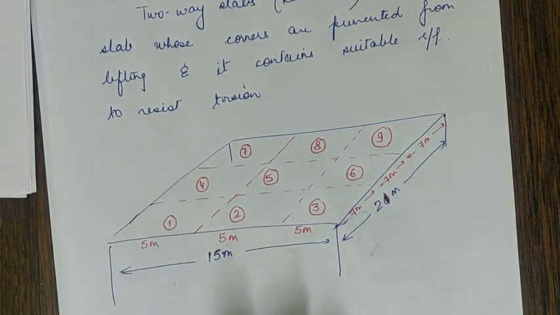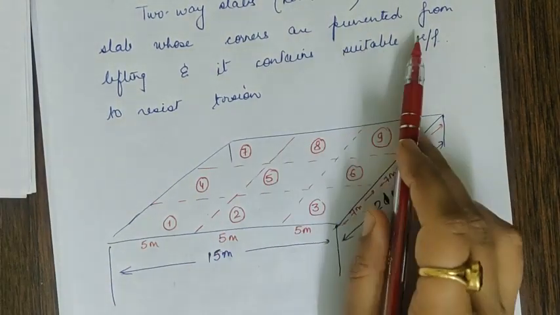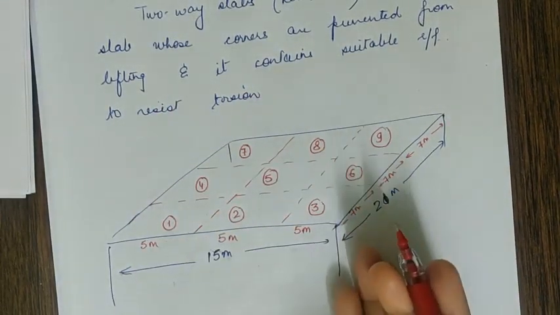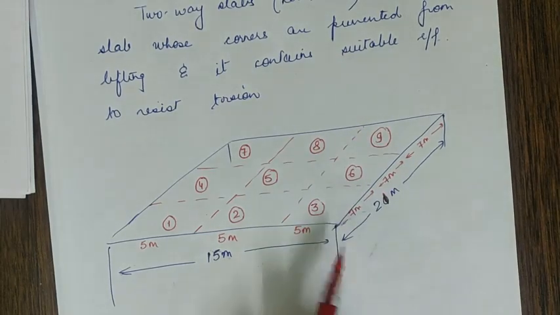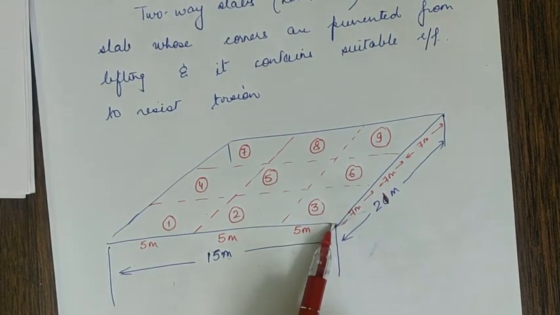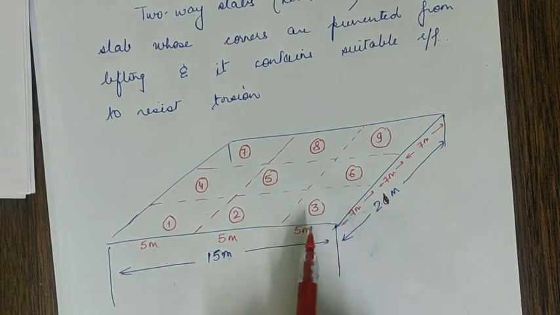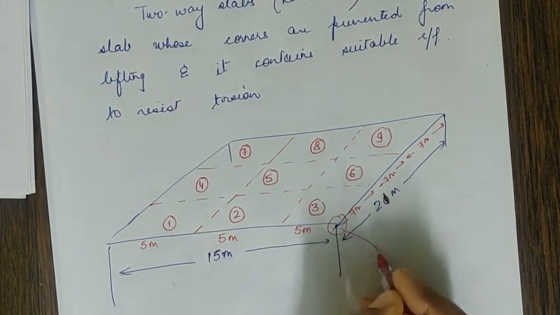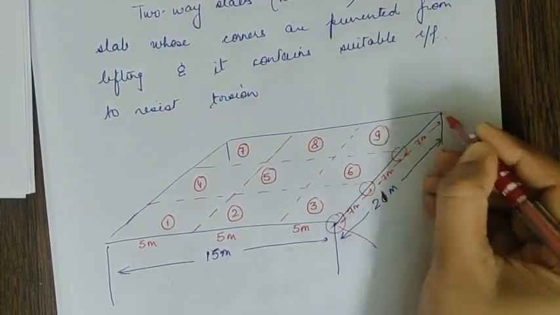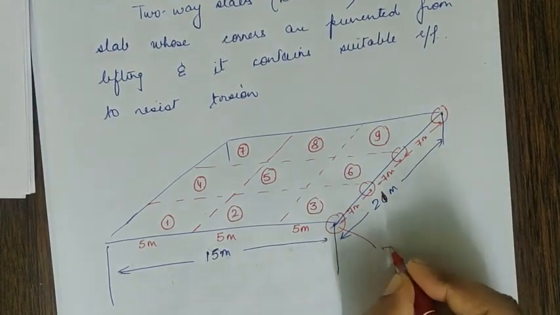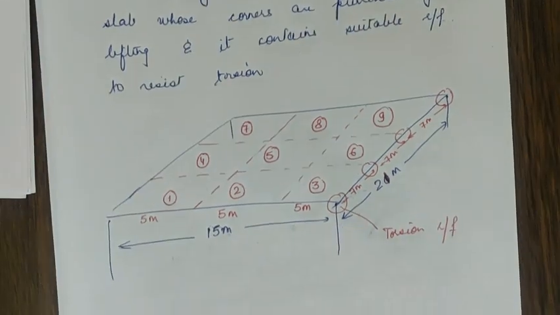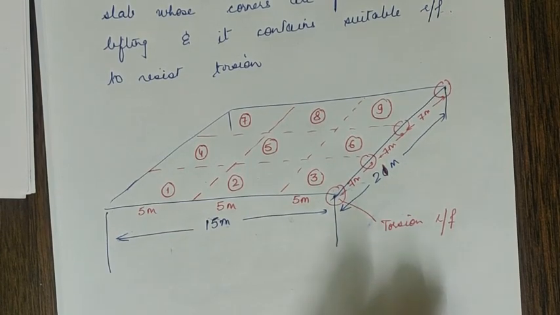It will become a restrained slab, in which it is prevented from lifting, and it contains suitable reinforcement. So what will happen at the corners? At the corners there is a chance of twisting. So in order to resist twisting, special reinforcements are provided at each corner. Those special reinforcements are called torsion reinforcements. So along with the normal reinforcement, we will be providing torsional reinforcement in this case.